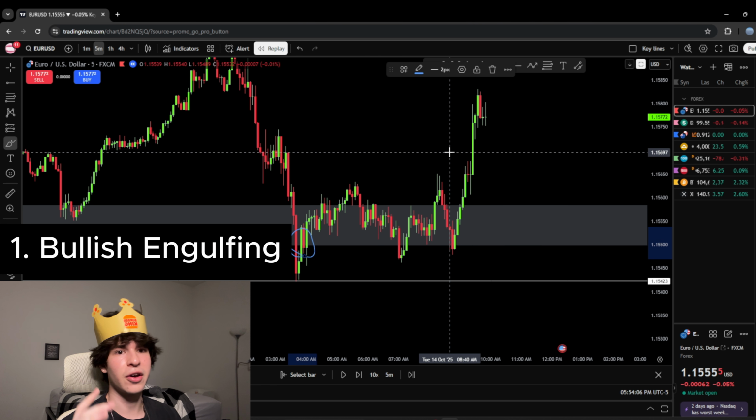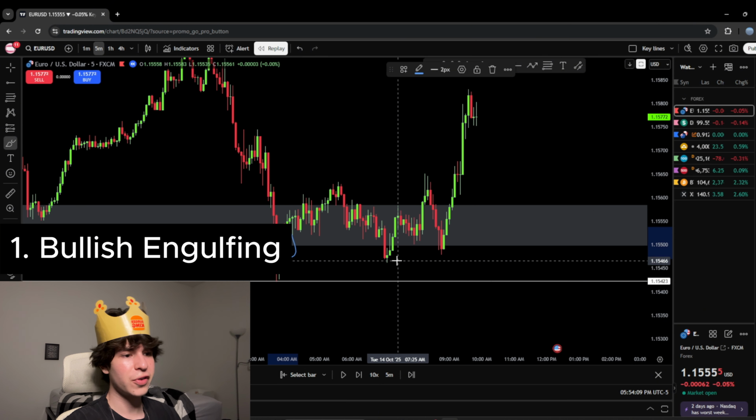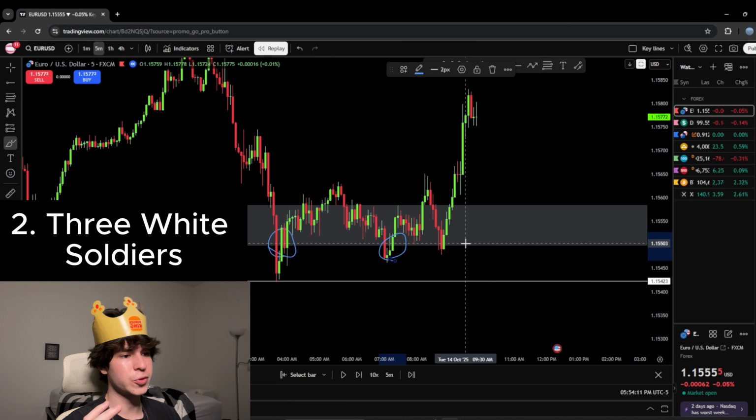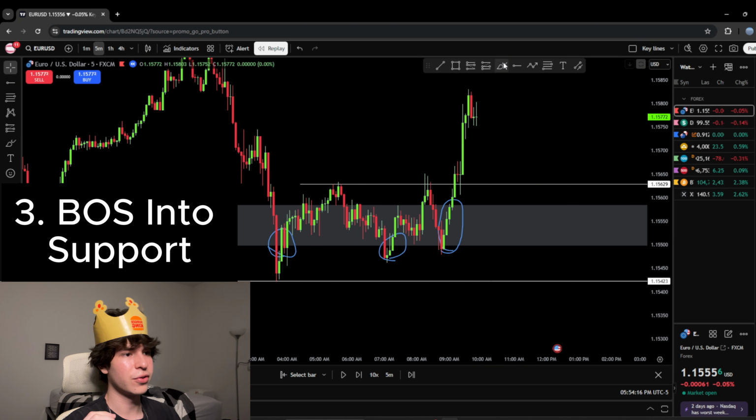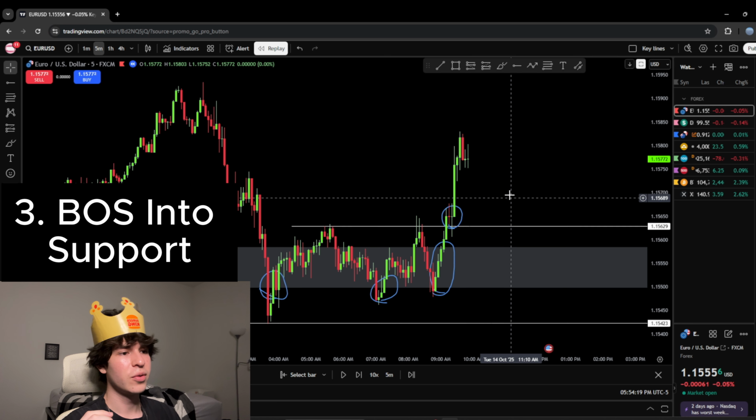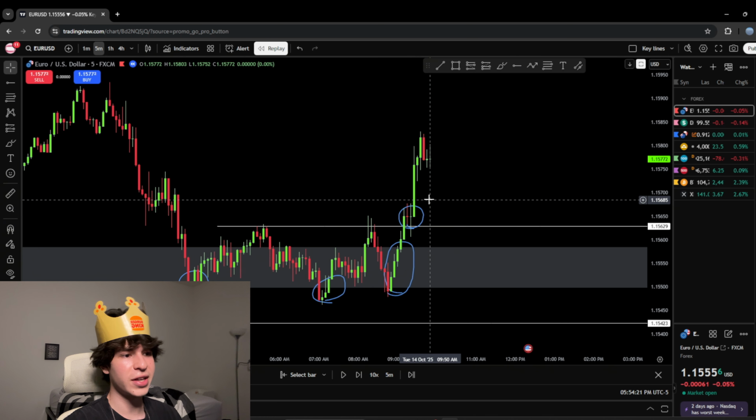So let's literally keep counting. I'll put it up on the screen. We could enter off this bullish engulfing. We could enter off this 3 white soldiers pattern. We could enter off this break right here, and then it turns into support, as you can see right here. There's literally on the 5 minute, boom, that's 4 ways to enter this trade completely for free.